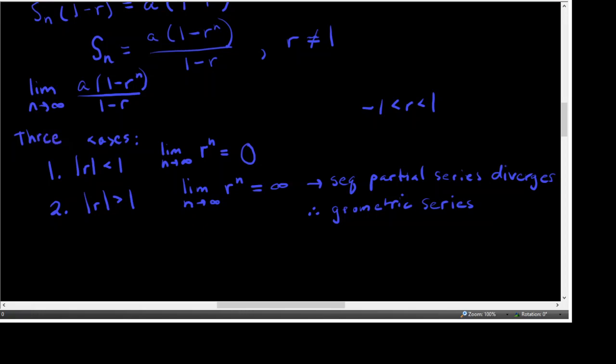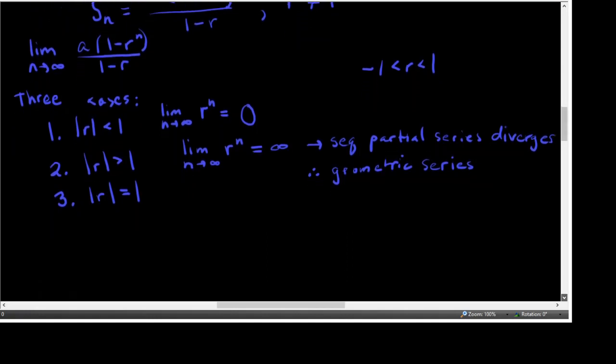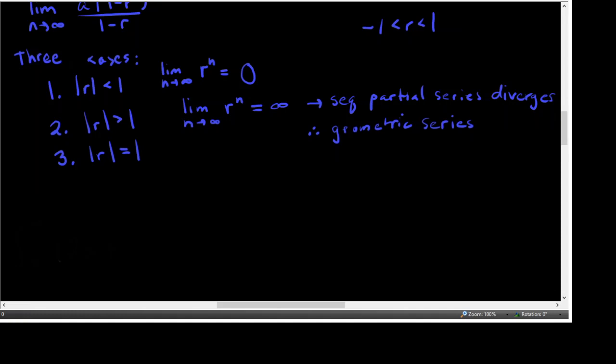So if the absolute value of r isn't less than 1 or isn't greater than 1, what else is left? Well, the absolute value of r could be equal to 1. It's a concept of trichotomy. When you compare numbers, there can be a less than relationship, a greater than relationship, or an equal relationship. And that's the only 3 possible ways to compare 2 numbers. So that's it. That's everything that can happen.